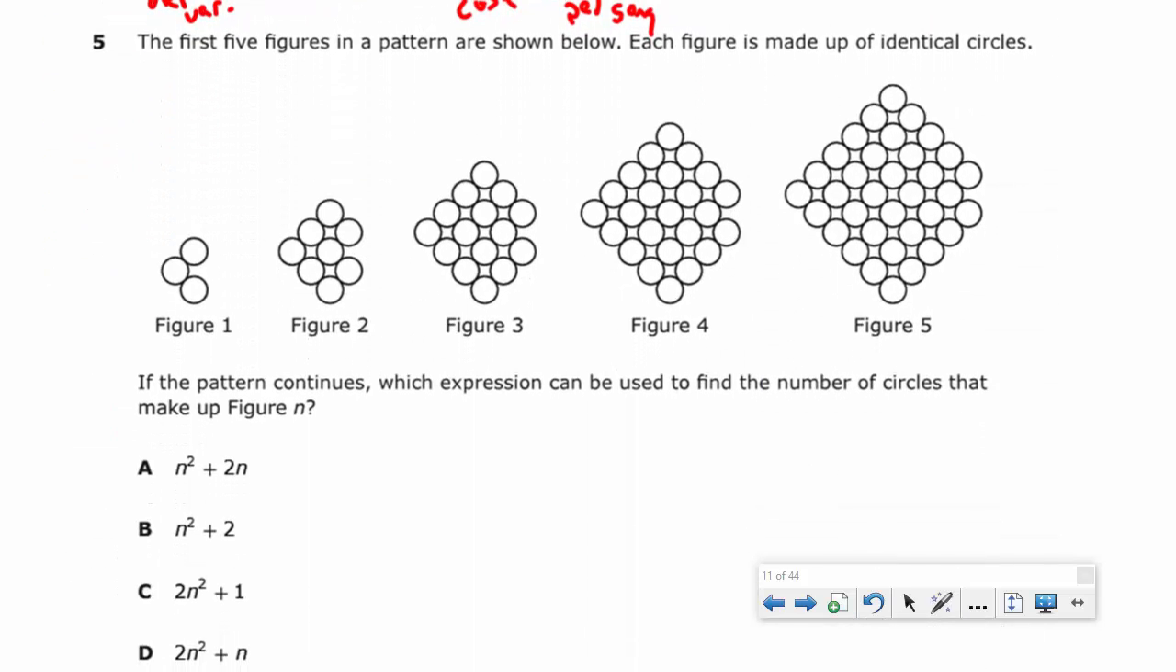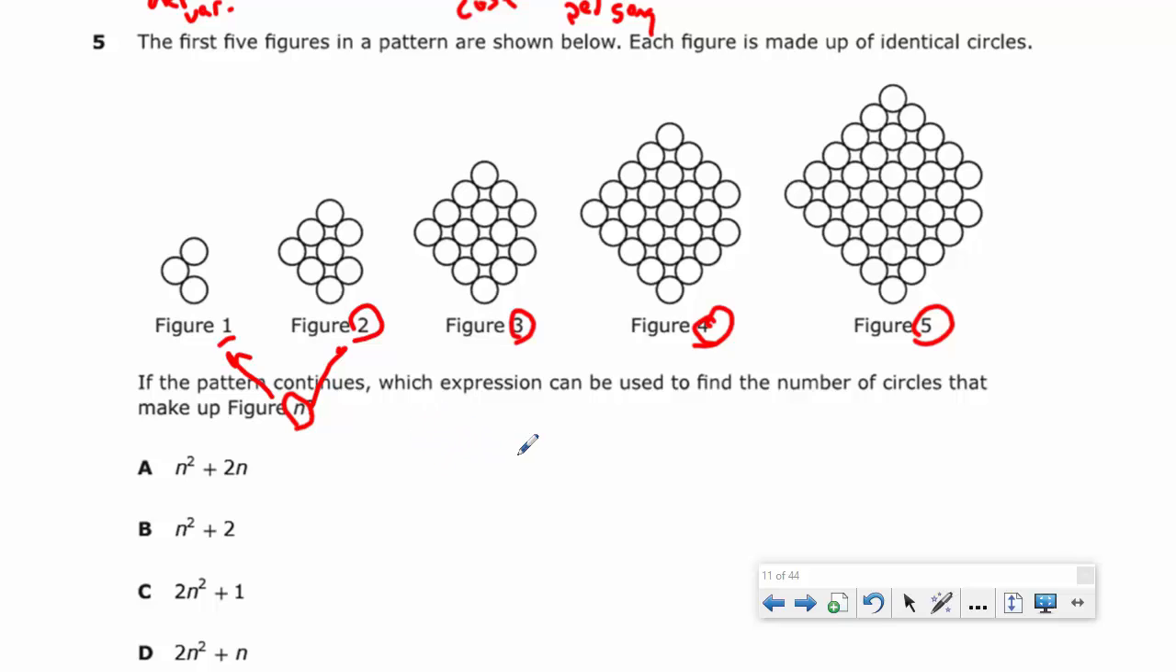Okay. I'm quite fond of these questions. And the reason is they're giving you 5 figures in a pattern below, and each figure is made up of identical circles. So there's lots of circles here. If the pattern continues, which expression can be used to find the number of circles that make up figure n? So n, they're calling figure n. This figure is 1. So they're telling you this n value is 1. This n value here is 2. This n value is 3. This n value is 4. And this n value is 5.